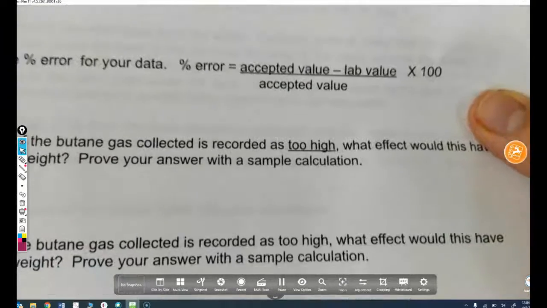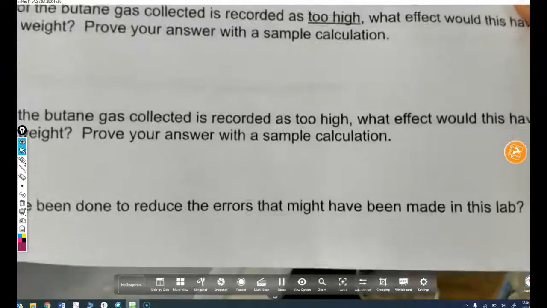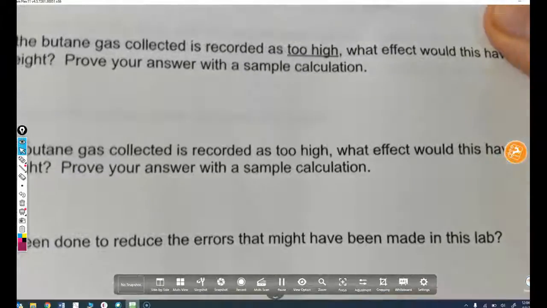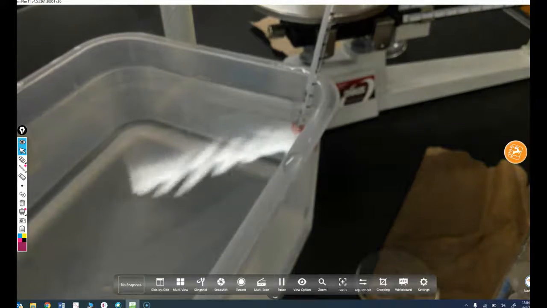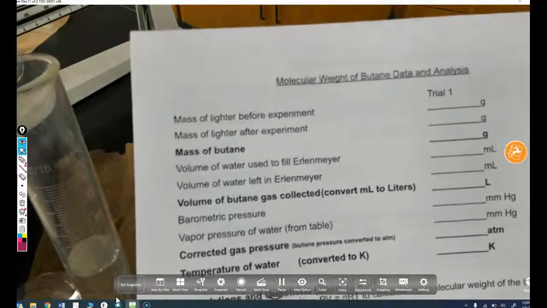Then you have a couple of questions to answer about what if the gas collected was too high or too low, and then what can be done to reduce the errors. Once you have this all complete, then yes, you get to finish this out by turning it in. All right, thank you, everybody.